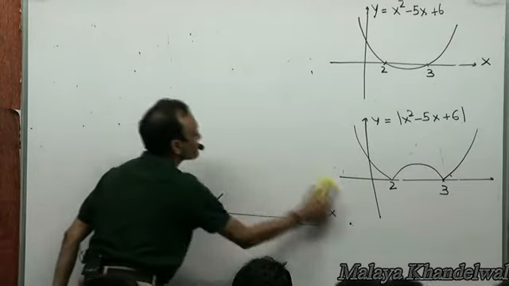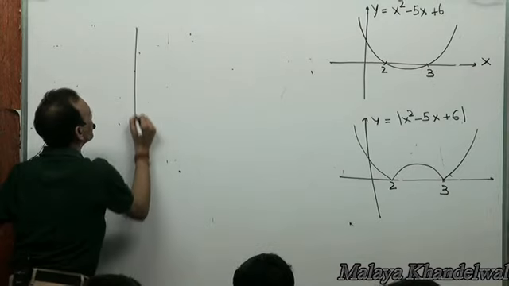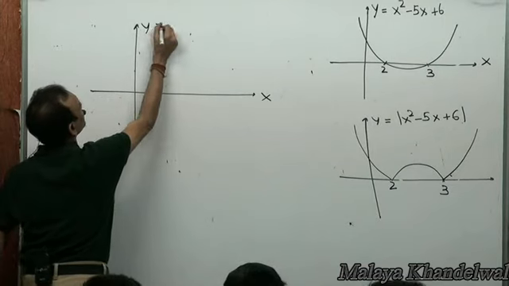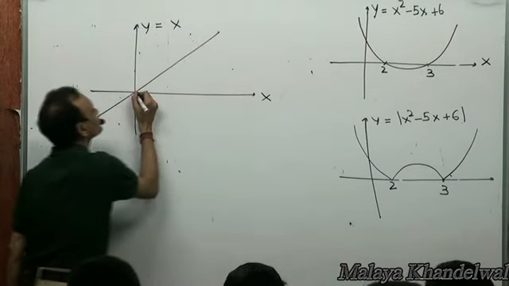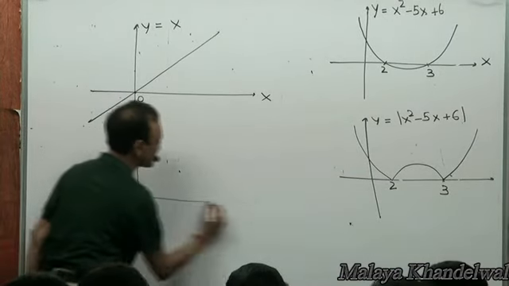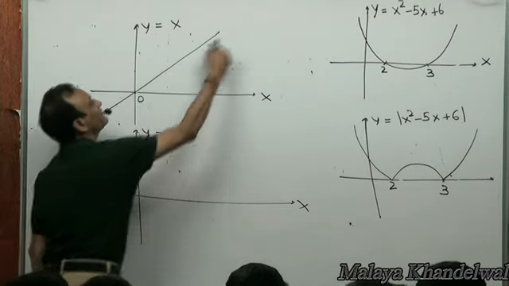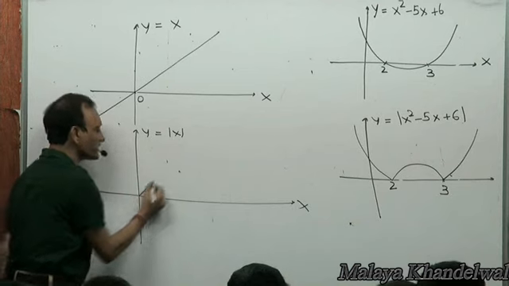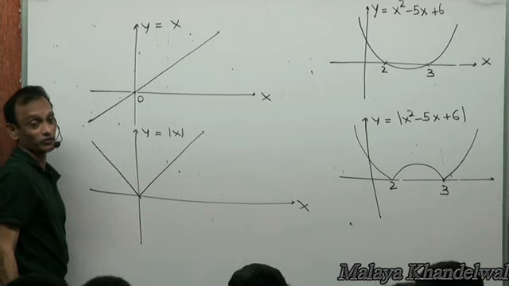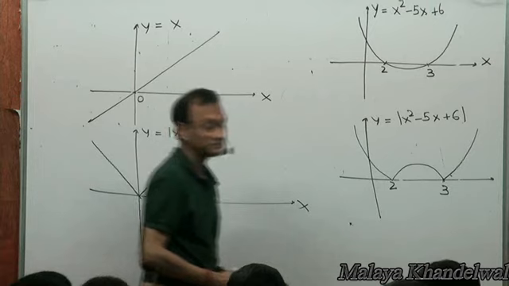In fact, just trivial, but y equal to x is the straight line, yes or no? Y equal to mod x. Retain this because it's not below the x-axis. This one, reflect about the x-axis. This is the graph of y equal to mod x. Yes or no? Right?